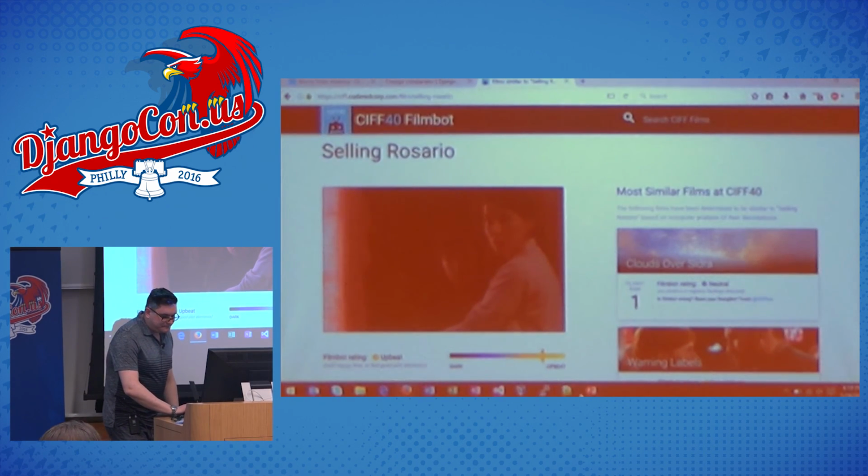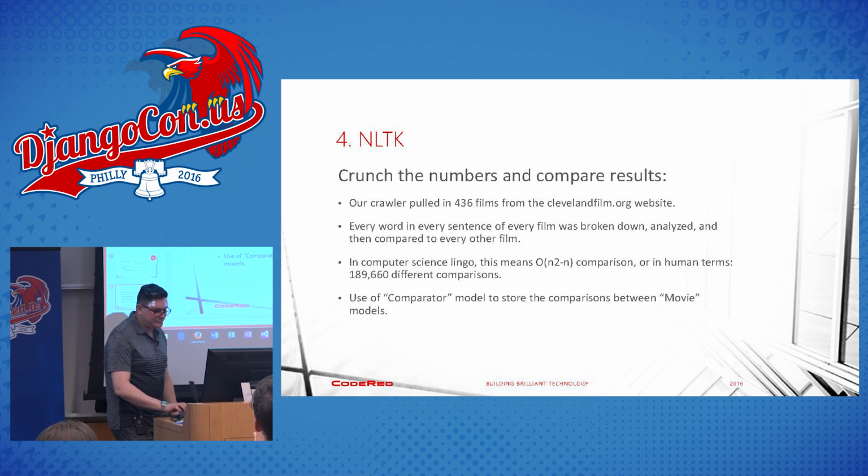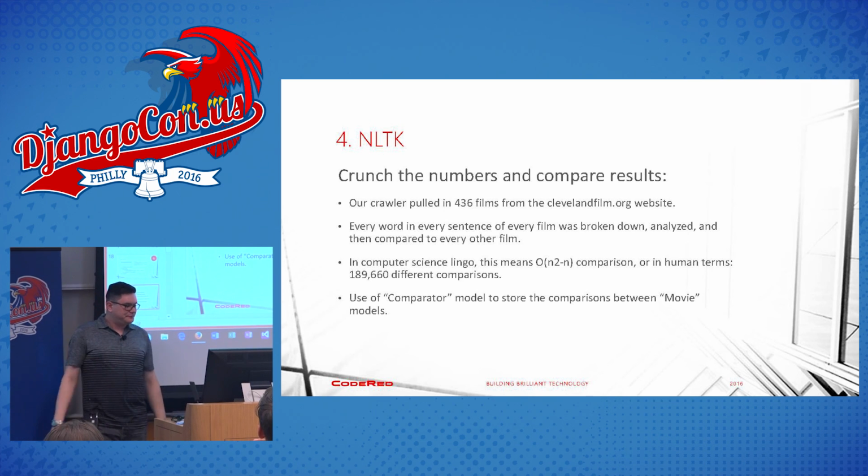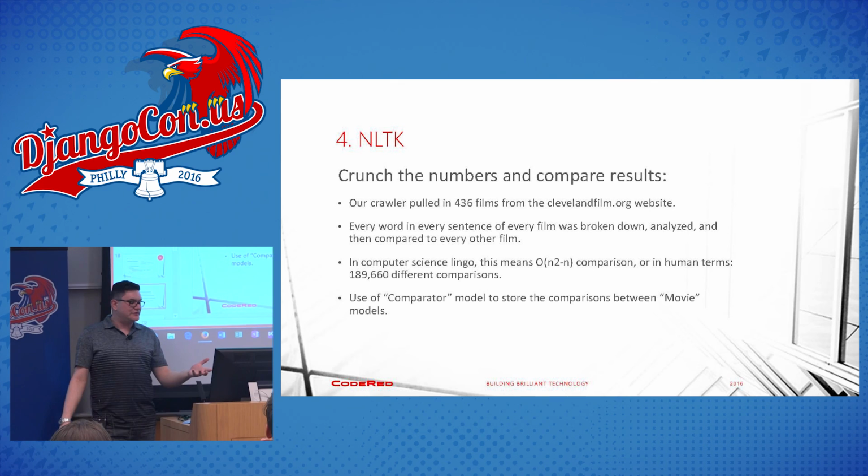And so now that we have established 3 different forms of natural language processing on the descriptions of these movies, it's time to crunch the numbers. So our crawler pulled in 436 films from the clevelandfilm.org website. We did TF-IDF on each film compared to each one, so that was a big O of n squared. And we also did the word sense disambiguation on each one, so we broke it down into every sentence of every review and cross-compared all that.